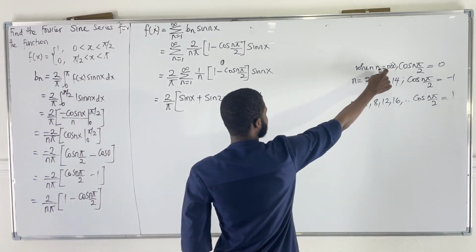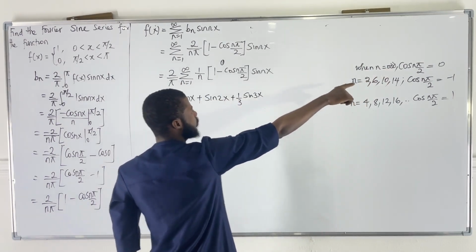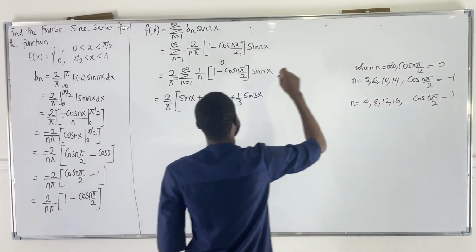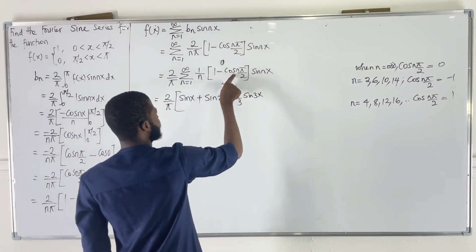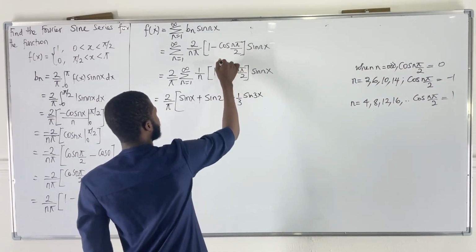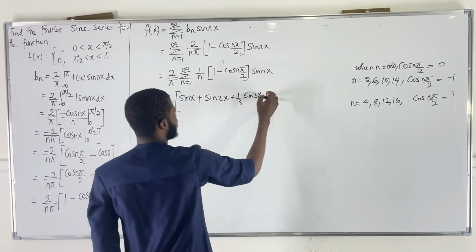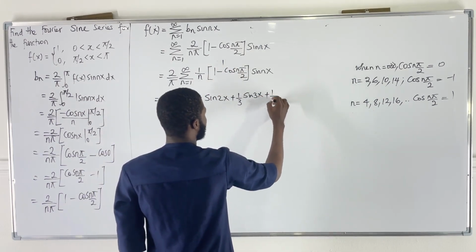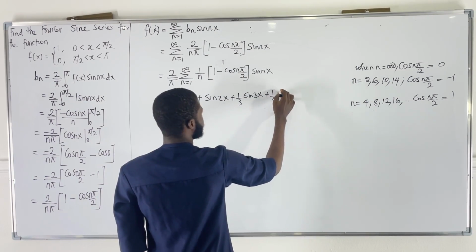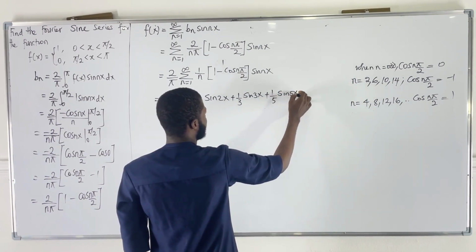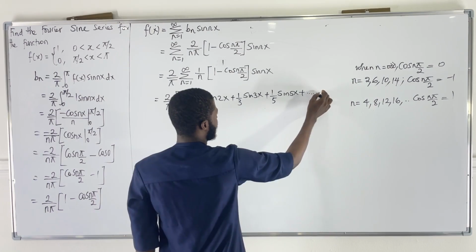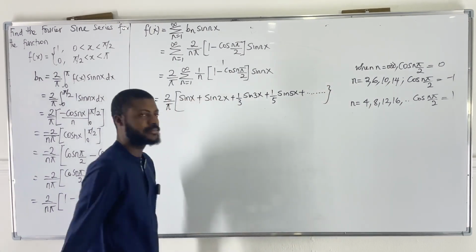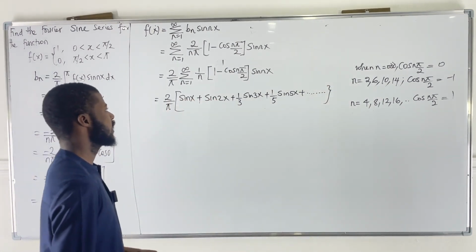When n is 5, this is odd. So this is 0 when n is 5. So 1 minus 0 is still 1. So 1 times 1 over 5. So this will be plus 1 over 5 sine 5x. I don't want to do everything. So this will be the final answer to the equation.